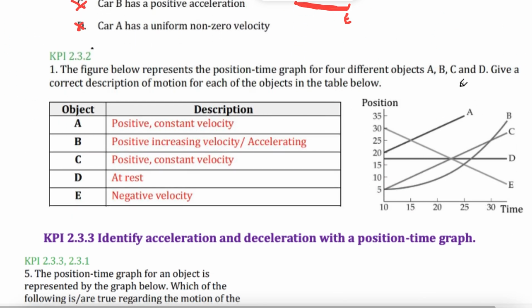Now, more graphs, same thing, let's go through them. Position is a straight line going up a little. That means it is changing its position, which means I have a speed. It is having a speed, a constant positive velocity. It's going up. There is a rise and a run. I can calculate the slope.